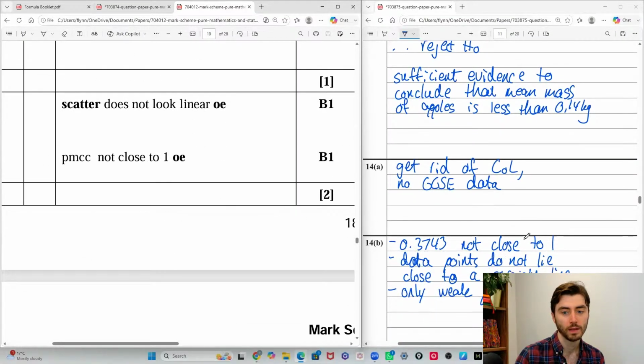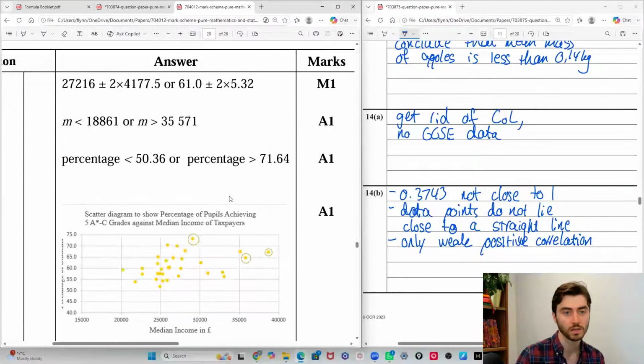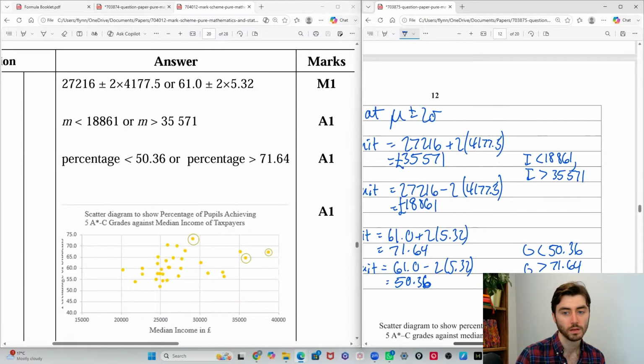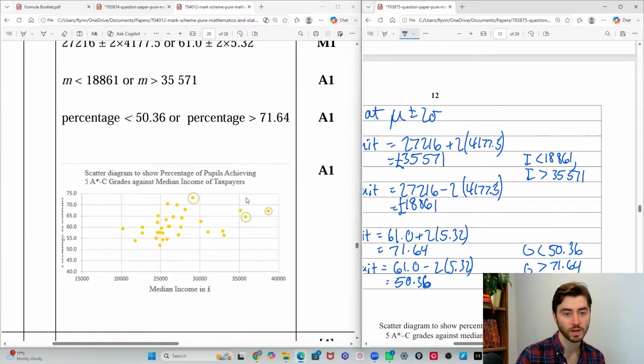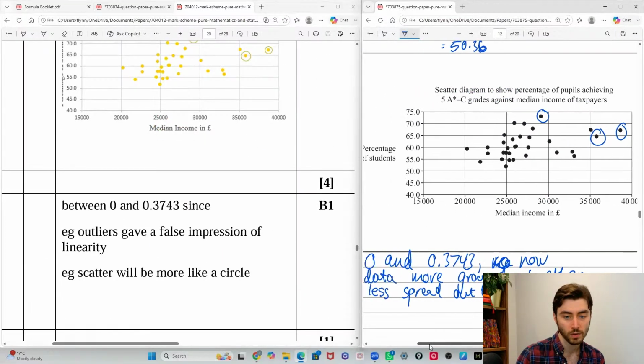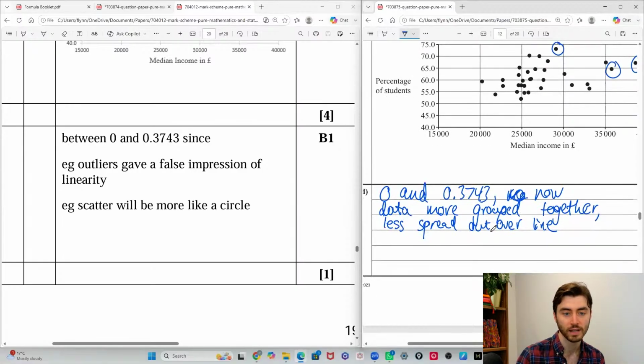Yeah. It does not look linear, which is the second point that I said. PMCC not close to 1. Good. 18861. Yep. And then, yeah, I got those right, and I circled the right 3. Correct here that it would be outliers give a false impression of linearity.